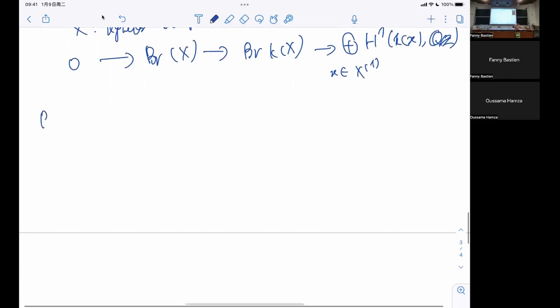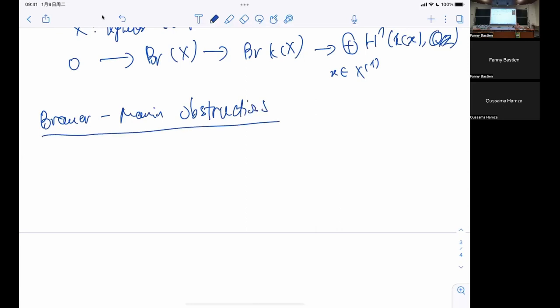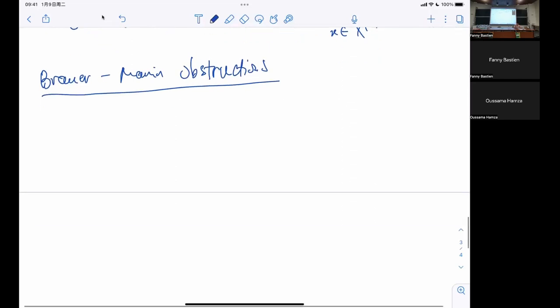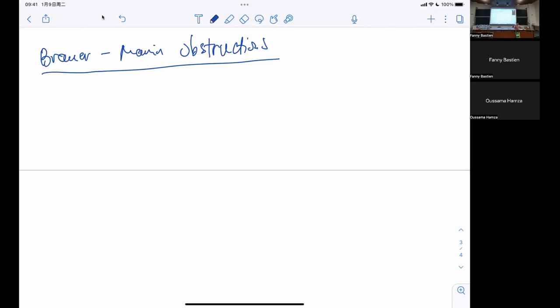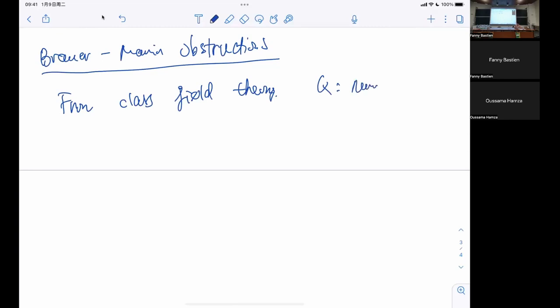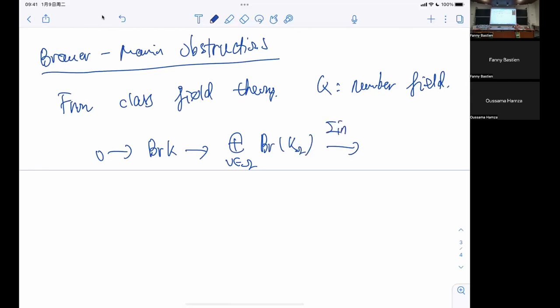Okay, and then it's time to describe the Brauer-Manin obstruction. Now we've seen two separate sessions on the local-global principle and the Brauer group, and of course we want to put them together. Here what we want to use is the essential information on the relation between the global Brauer group and the local Brauer groups. So from class field theory, we look at a number field K, and we have an exact sequence. In order to define the obstruction, we don't necessarily want this to be exact, but it is enough for this to be a complex.